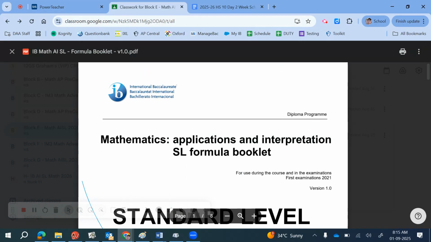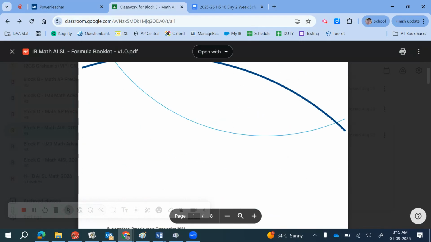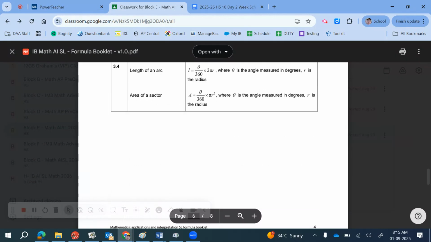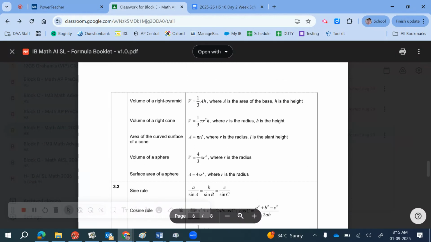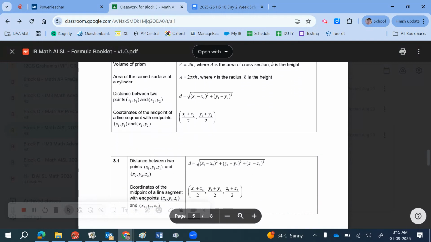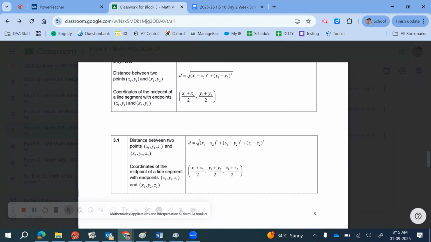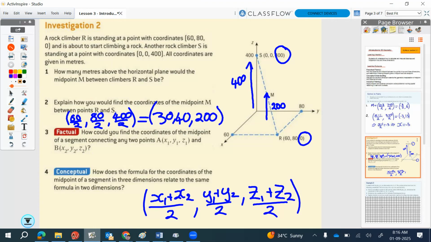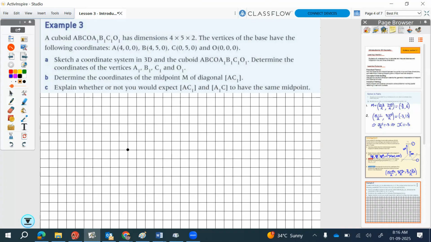You can find this on the formula booklet. If you turn the page now from prior learning, so we were there on prior learning. Here it's actually, we don't turn the page, it's just right below. Here is the coordinates in 3 dimensions. Here is the distance formula in 3 dimensions. So it has an extra dimension.